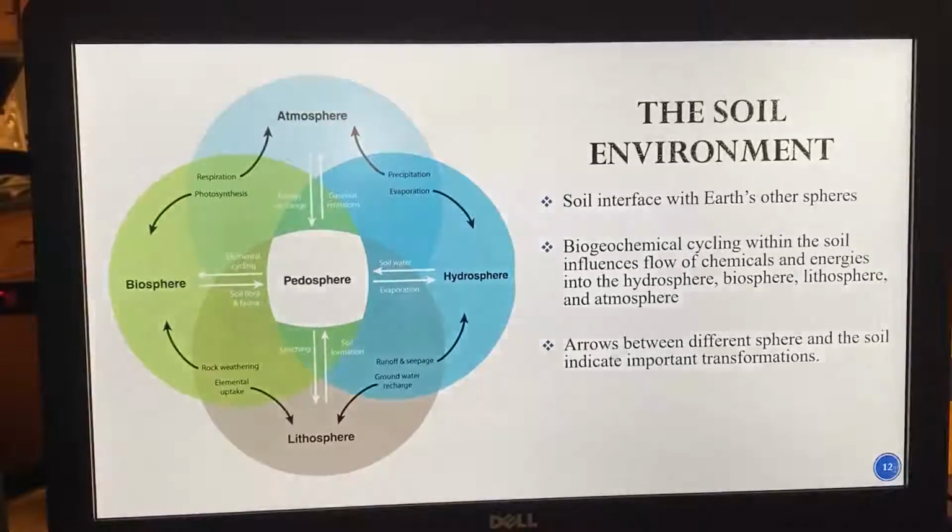So the soil environment is made up of all these different changes between the biosphere, the hydrosphere, the lithosphere, and the atmosphere. And it is this biogeochemical cycling that soil chemistry is really founded upon, because those are bio and geo and chemical. We'll go over this in a couple more slides, how those things influence the chemicals and the energies among all of those.